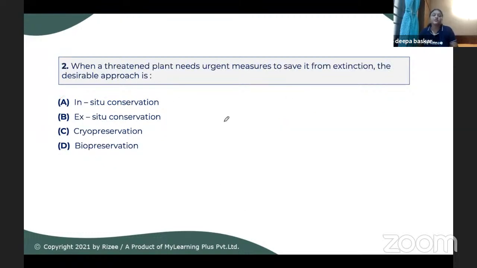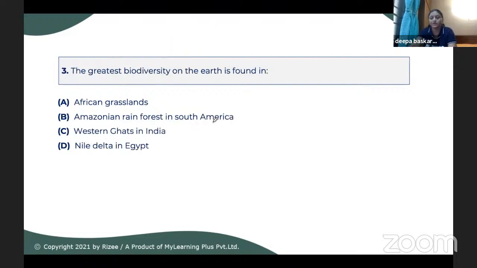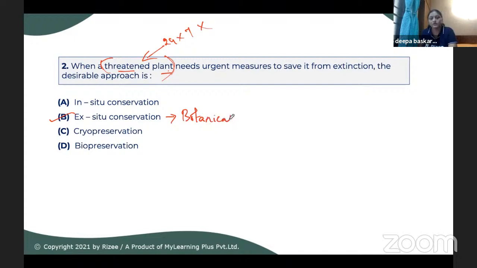Okay. Second question is, when a threatened plant needs urgent measures to save it from extinction, the desirable approach. A threatened plant, if we don't save this plant now, it will go extinct. That is called a threatened plant. So it needs urgent measures. We cannot provide protection in the environment because 24/7 we cannot protect that plant in situ. So the only possibility is ex-situ conservation. We have to bring the plant and keep it in botanical gardens, and we can save them. Clear?